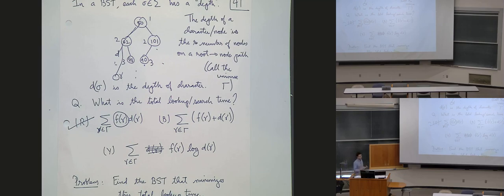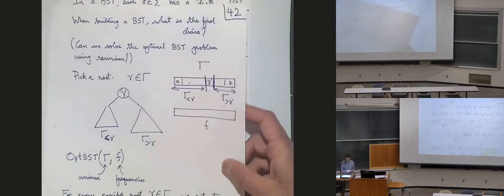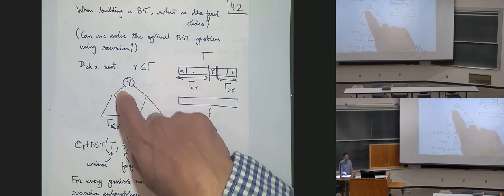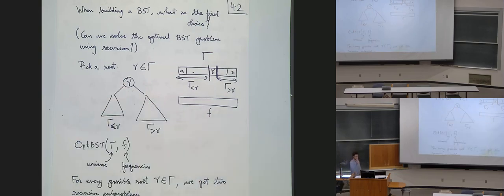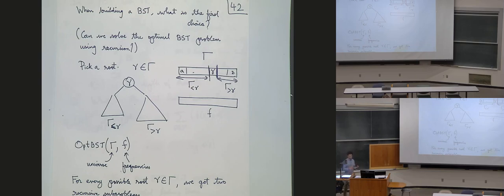It's not as if your algorithm is going to actually do all these searches. That's not the point. You're setting up this tree so that this will be minimized. To do that, you start with the first observation: when you build a binary search tree, what is your first choice? It's the root. So you have to figure out the best root to choose for this tree, and we come up with a recursive procedure that figures out this best root.